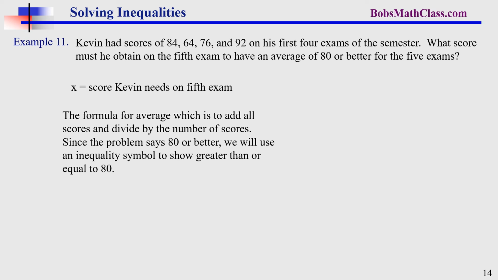So we have 4 scores listed, but the 5th score is x. So we're going to find the average of all 5, including the one we don't know, divide by 5, and then we're going to say the average has to be 80 or better. That's an inequality. That's a greater than or equal to. So instead of using the equals, we're going to use an inequality symbol, and we want it to be greater than or equal to 80. So here's our inequality. 84 plus 64 plus 76 plus 92 plus x all over 5 greater than or equal to 80.